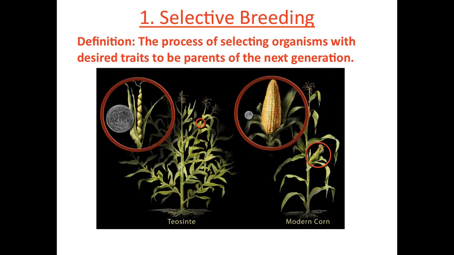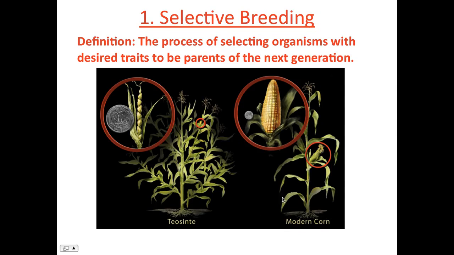Okay, one main way that we can select organisms with certain characteristics is through what's called selective breeding. And the definition for you to fill in is that it's the process of selecting organisms with desired traits to be parents of the next generation. A classic example is the story of corn.